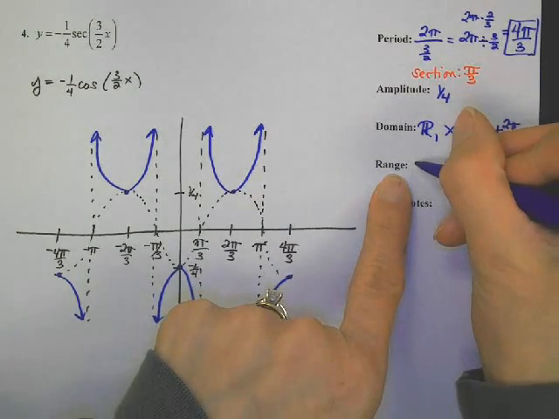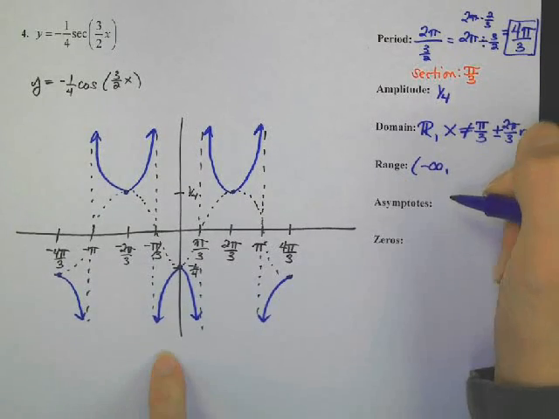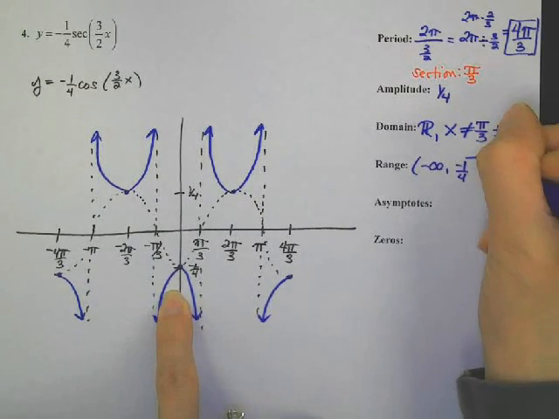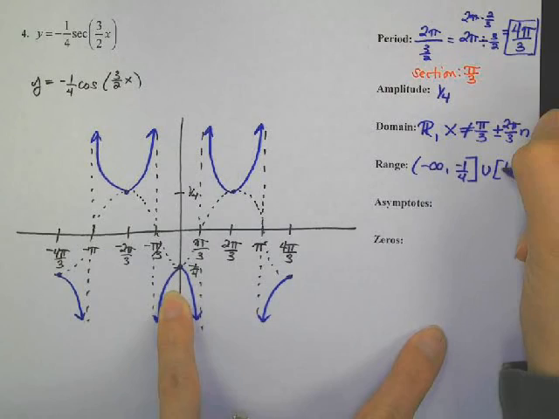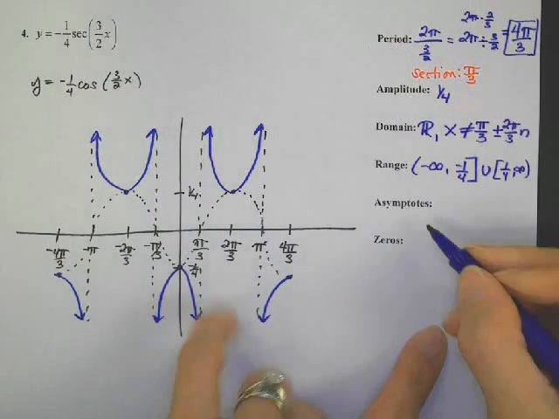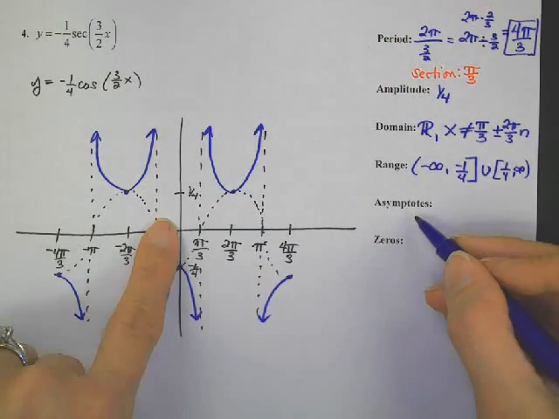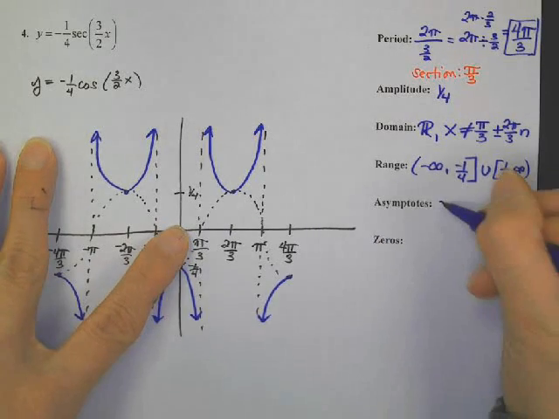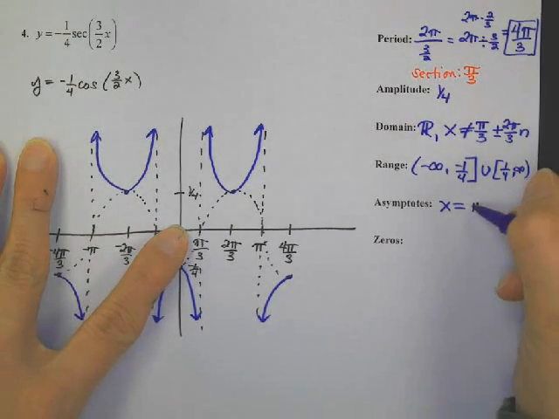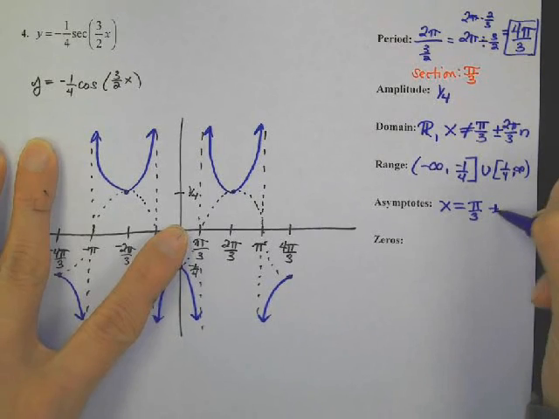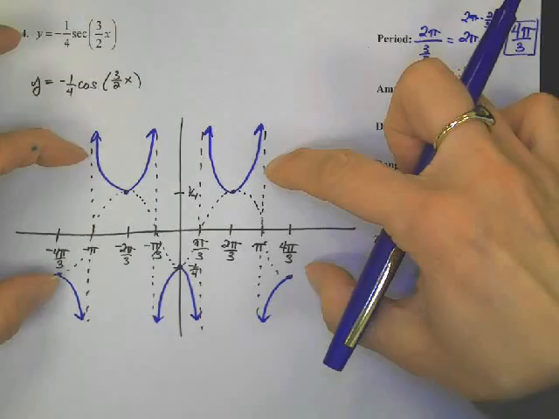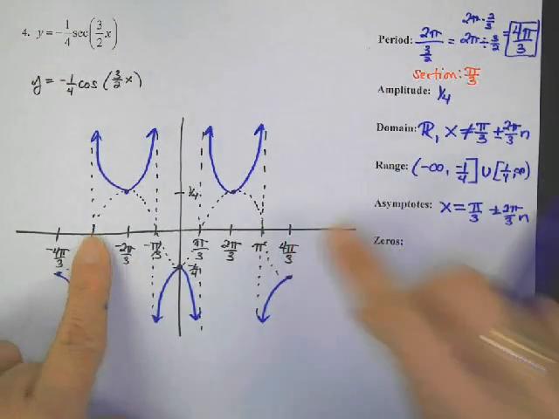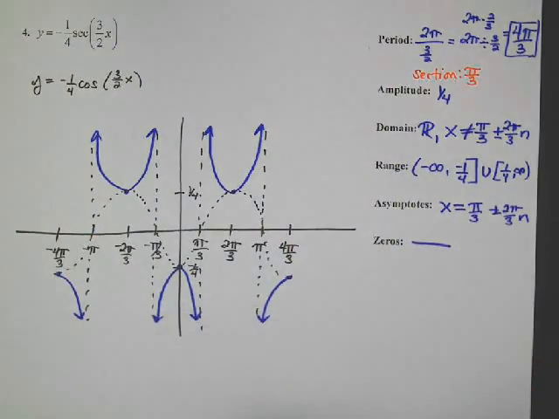Okay, how about the range? From parentheses, negative infinity all the way up to negative 1/4 with brackets, union 1/4 up to infinity. Are there asymptotes? Well, yeah, we kind of just talked about them. X equals, this time, the first one's at pi over 3, plus or minus 2 pi over 3n. And does this blue secant graph touch the x-axis? No, it does not. So make sure you answer none or say none. Okay? All right. Great job. I'll see you tomorrow.